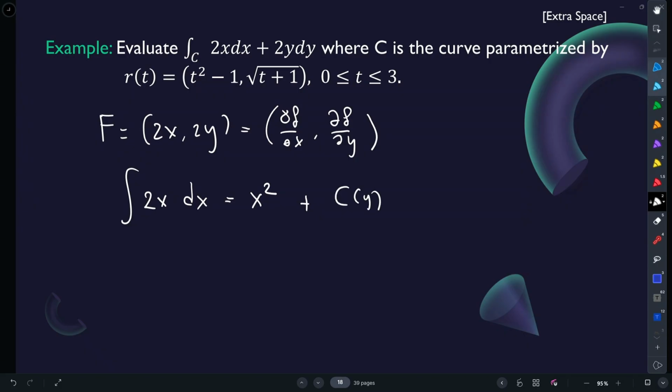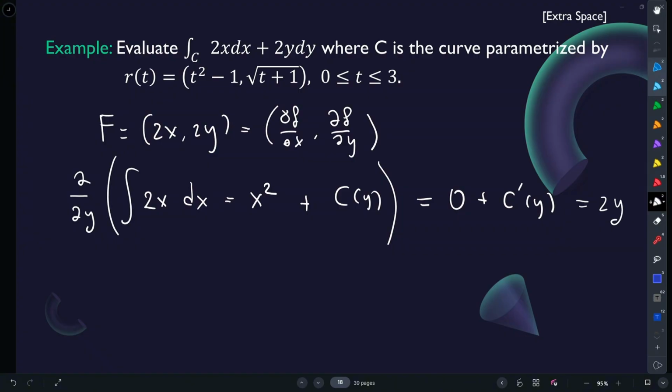So now you take that and take a derivative with respect to y. And what do you get? X squared is 0 plus the derivative of y. What is this supposed to be? This is supposed to be the other coordinate of the vector field, so this is supposed to be 2y. So now the derivative of your constant function is 2y.